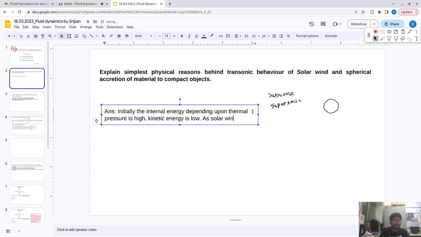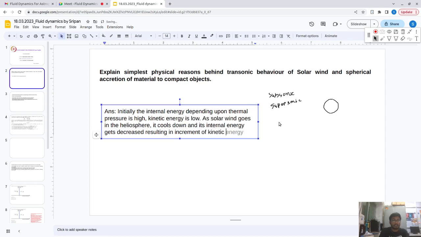solar wind goes in the heliosphere, it cools down and its internal energy gets decreased, resulting in increment of kinetic energy.